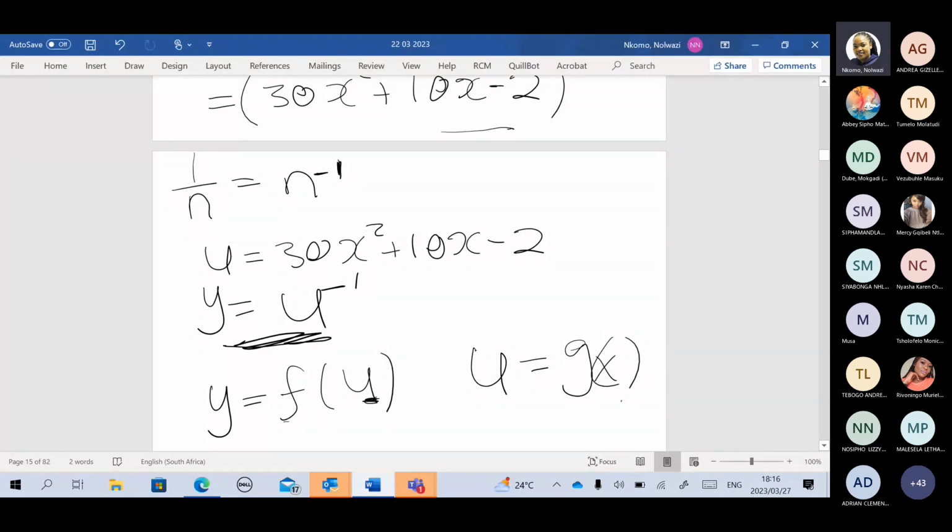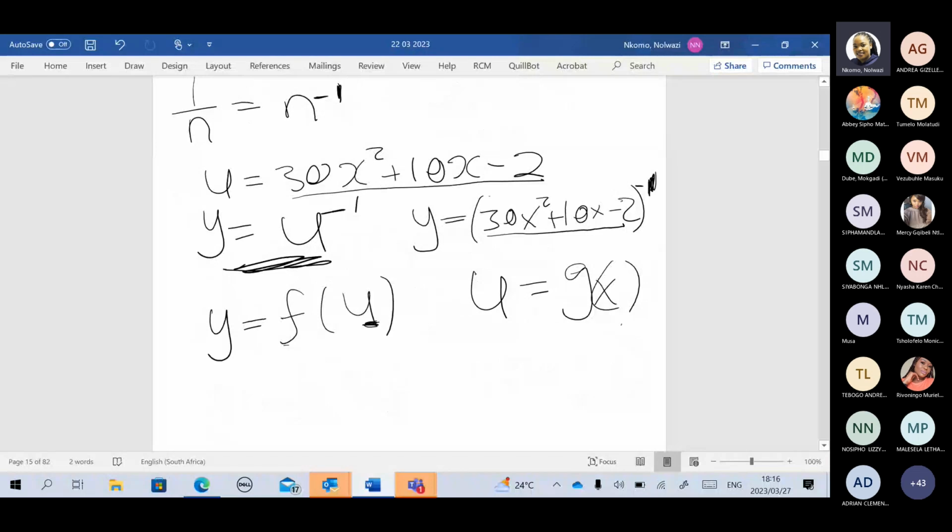Right, our function was y equals 30x squared plus 10x minus 2 to the power minus 1, right? And we said we let this be u. And then, okay, we have u equals this. And then this means our new function, which is the outer function, would be y equals u to the power minus 1, right? Meaning this was g of x, and this is f of u, right?